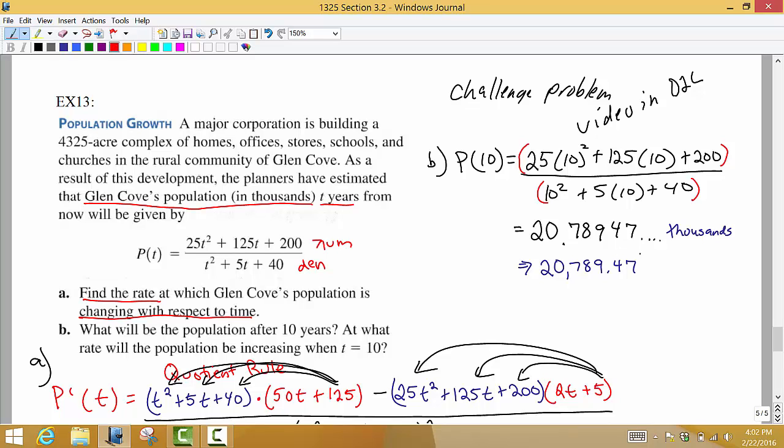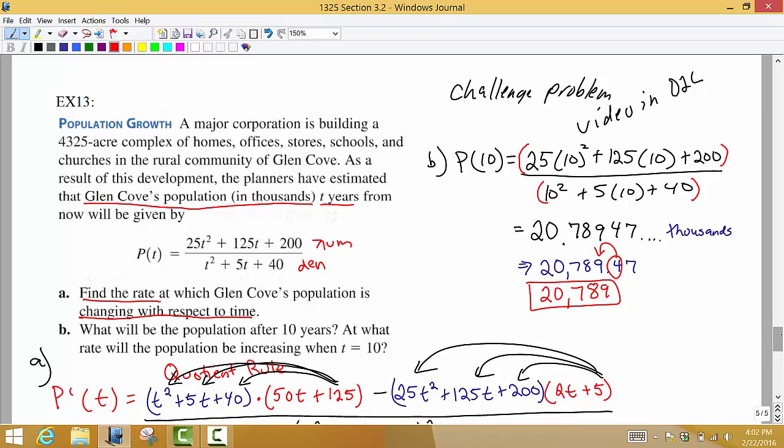So let's say that gives me 20,789. Right? So if I round to the nearest whole person, that's what I would get. Okay, so there's a little over 20,000 people that live in this community 10 years after the community is formed.